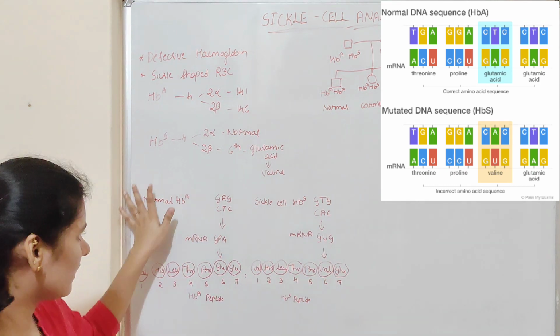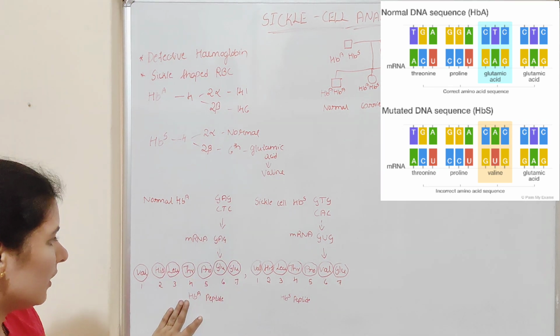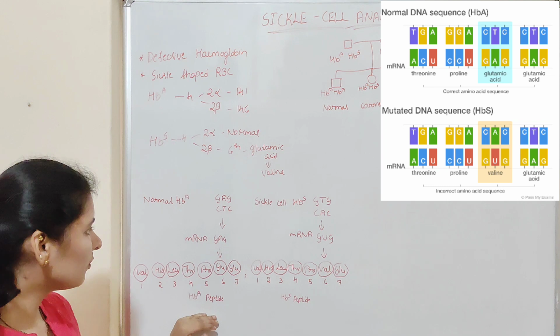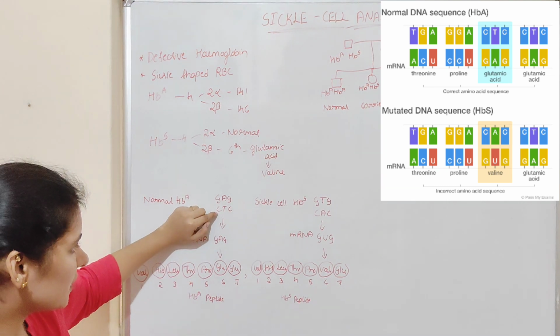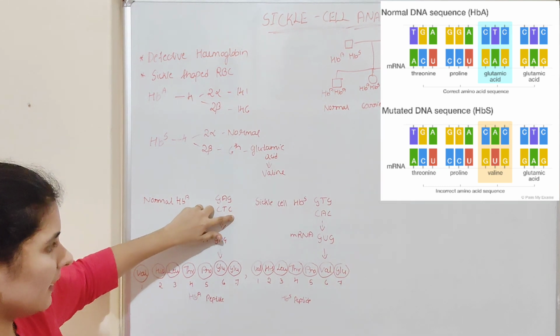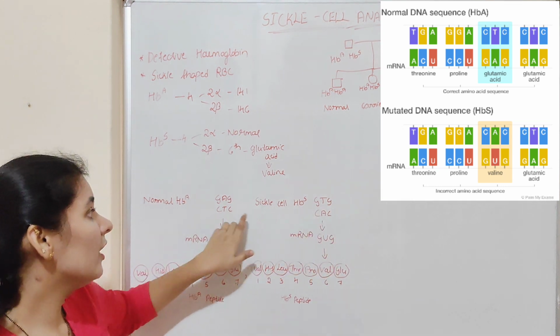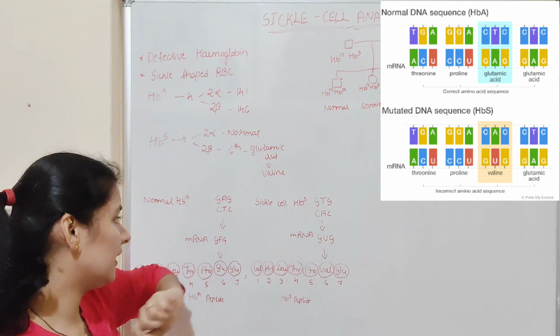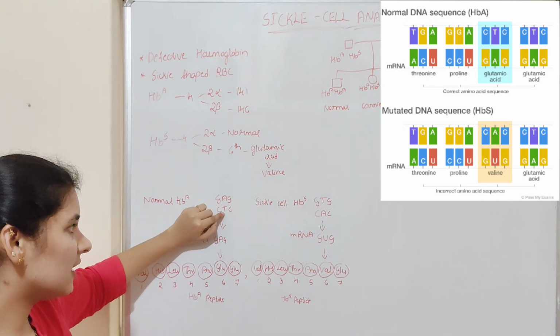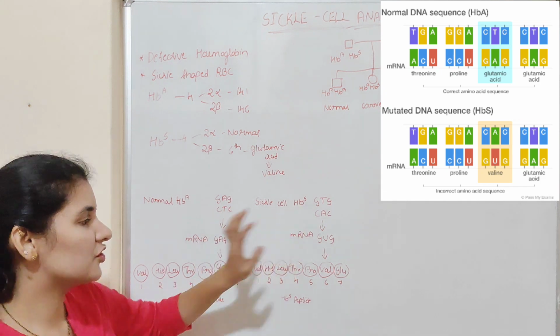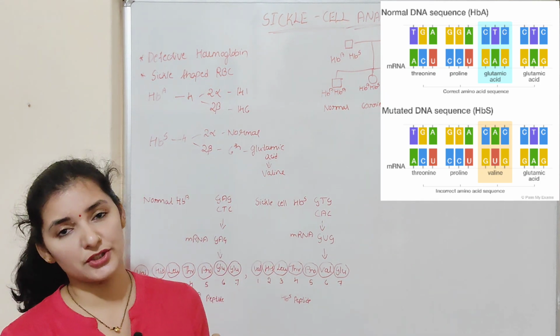As you can see in this diagram, this is the sequence in the case of normal hemoglobin, and this is in the case of a sickle cell anemia patient. In the normal hemoglobin, at the 6th position, it has the codon CTC, whereas in sickle cell anemia, it has CAC. So T is replaced by A here, or a single base T is substituted by the base A here. So the type of mutation is single base substitution.